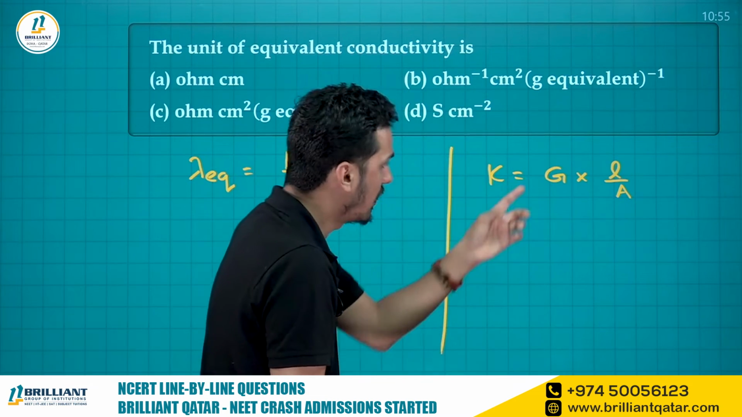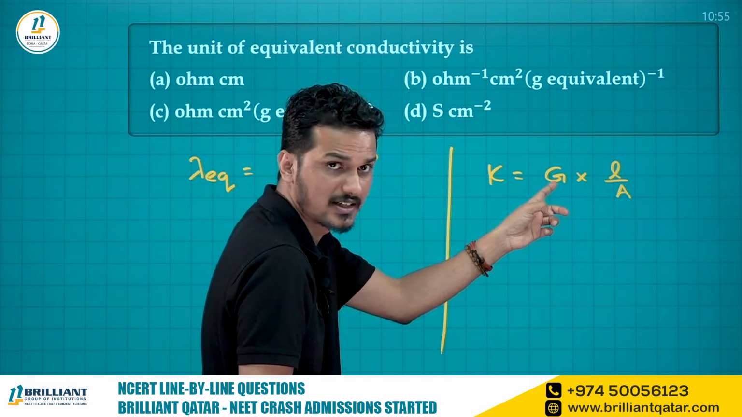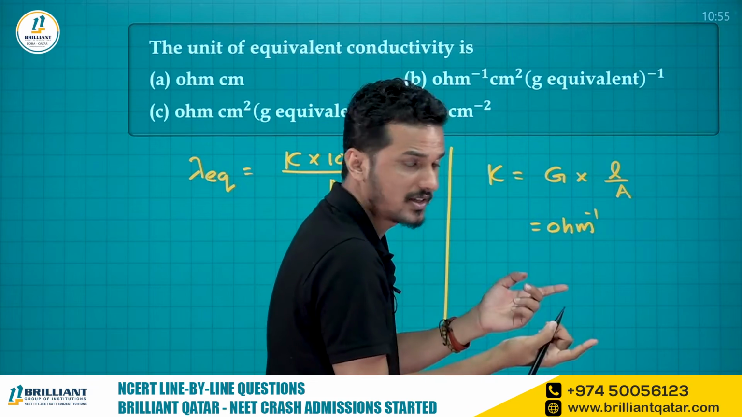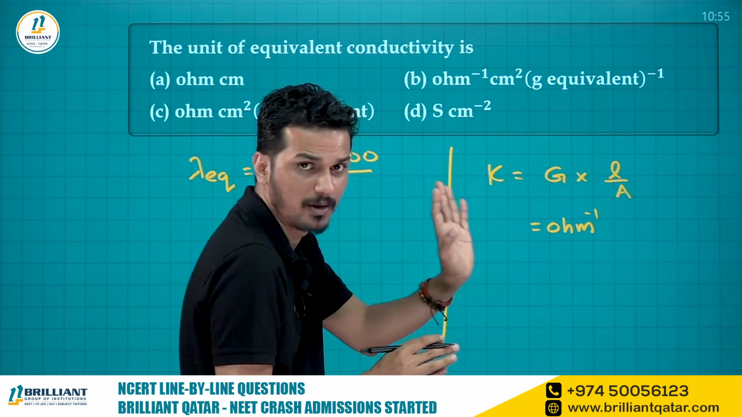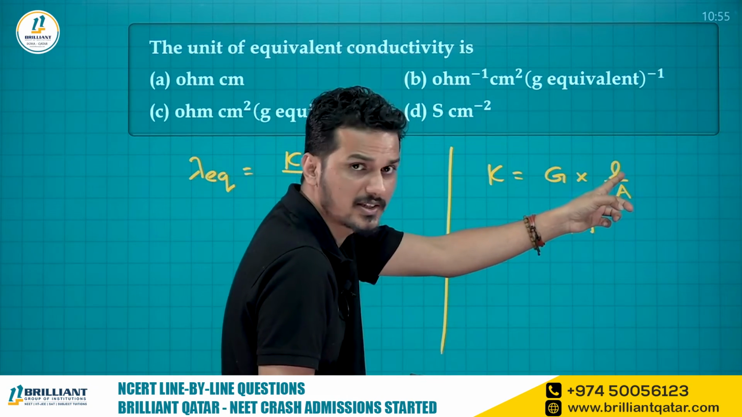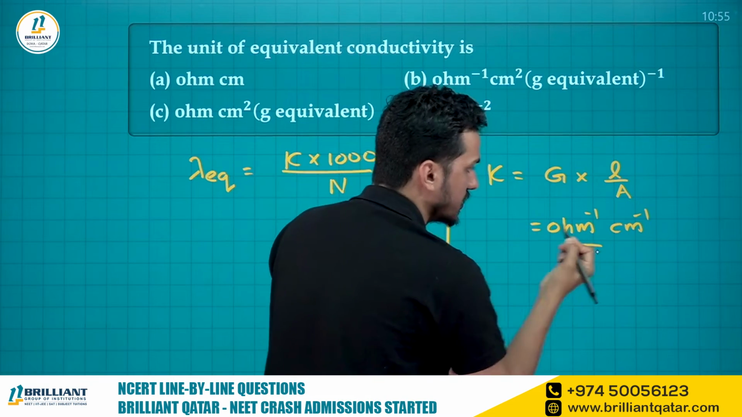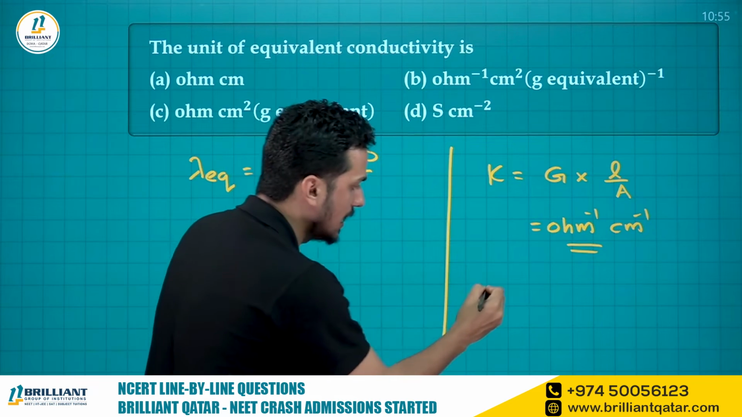L by A. What's the unit of conductance? Conductance is ohm inverse or Siemens. And L by A: L is centimeter, A is centimeter square, so centimeter inverse will come. And what about the case of normality?